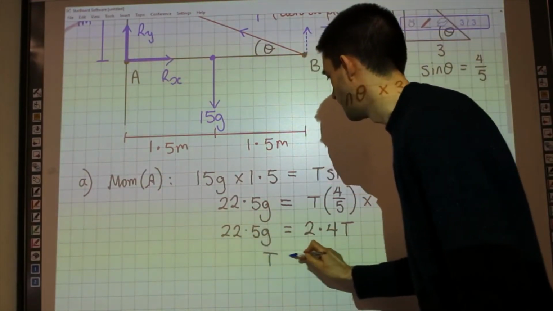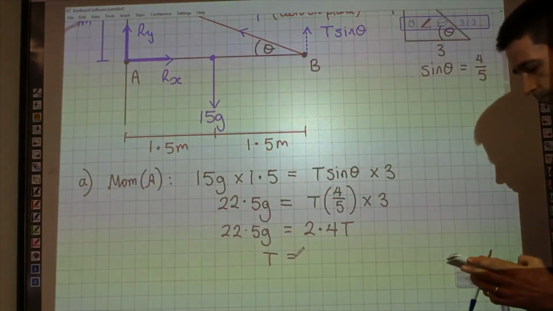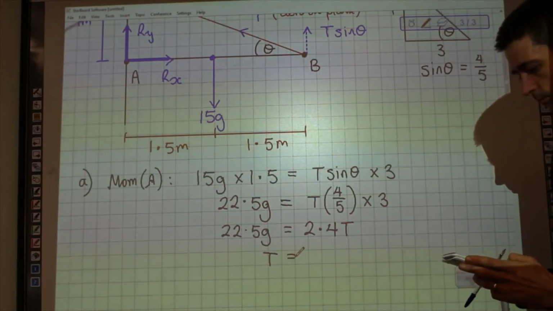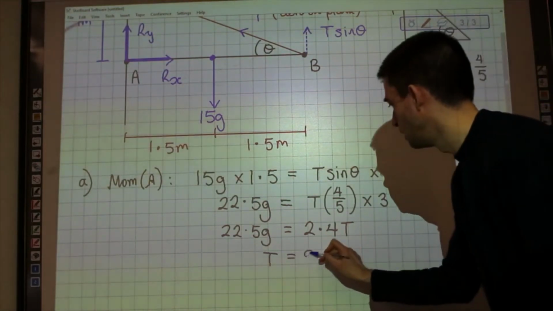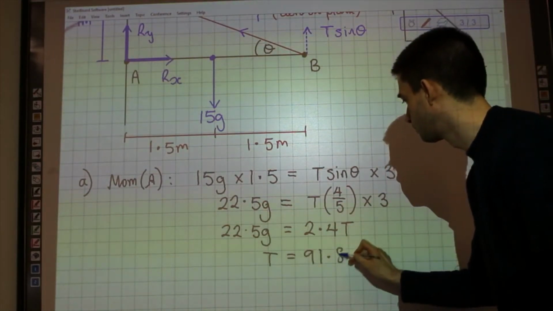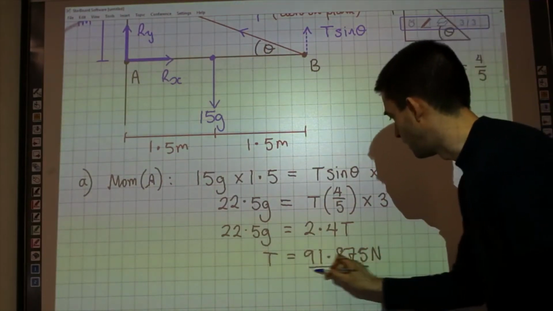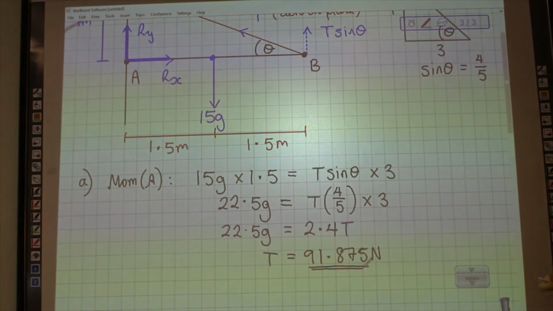So if I divide 22.5 G by 2.4, I get my tension to be 91.875 newtons.